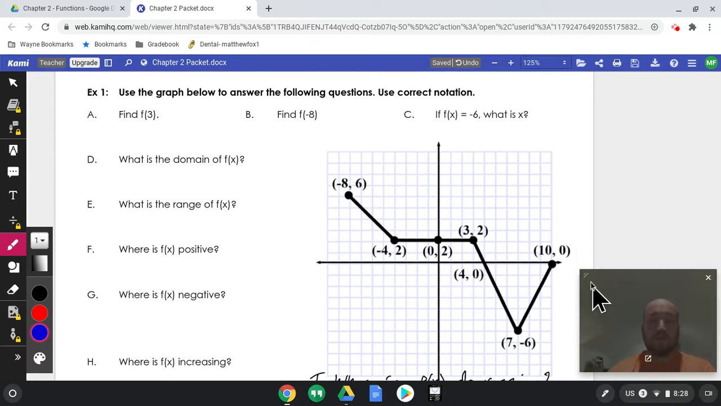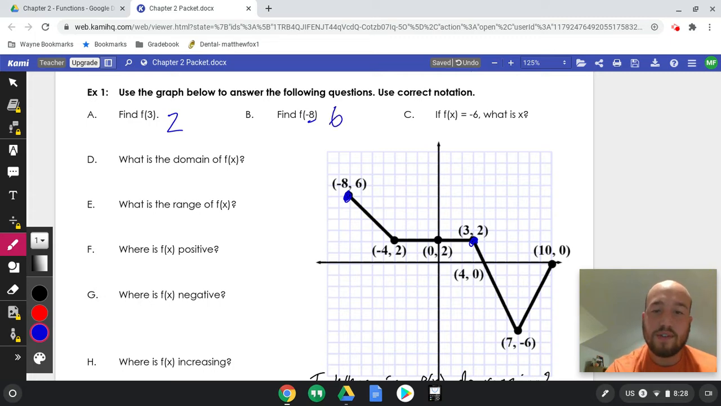So if we look here, this is our function. There's no necessarily equation that represents it, but we have this function, and we need to start by finding f of 3. So instead of f of x, it's f of 3. So we go to where x is equal to 3, and the y value is going to be 2. Now this next one, find f of negative 8. We look where the x value is negative 8, which is over here on the left, and the y value is going to be 6.